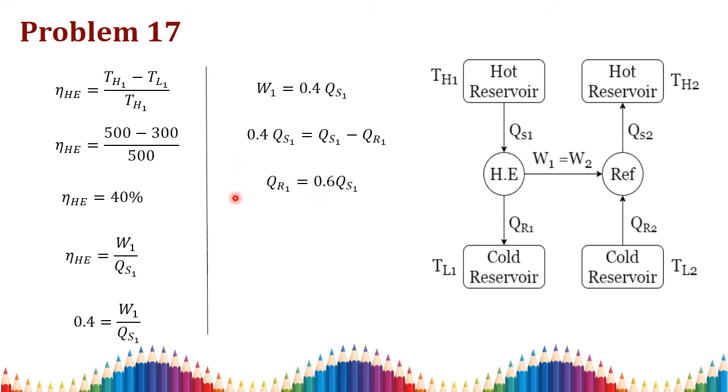Why? Because in the question they have given one condition, that is (QR1 plus QS2) divided by QS1 is equal to 4.6. So if you need to find that, you have to substitute all the values, because in the denominator we have QS1. You have to substitute QR1 in terms of QS1 and QS2 in terms of QS1. Then you can cancel all the QS1 terms and you will get the temperature. So for that I am finding QR1 in terms of QS1.